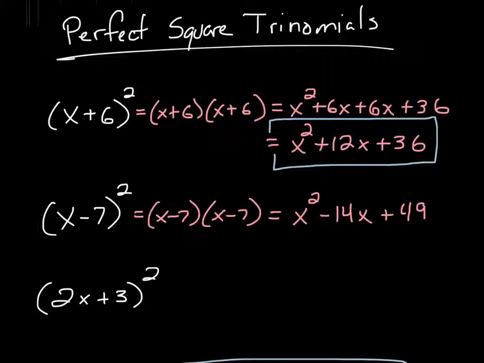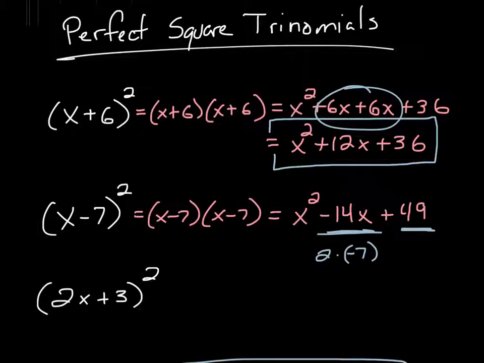This negative 14x comes from a very similar statement as the double 6x's. In this case, the negative 14 comes from a negative 7x and a negative 7x. And again, this 49 comes from that 7 being squared. So the negative 14 part is 2 times negative 7, and this 49 is negative 7 squared.